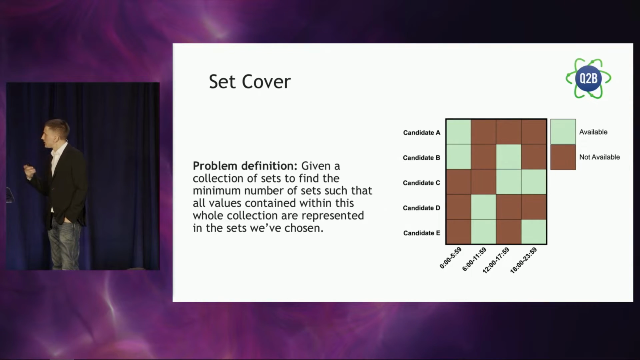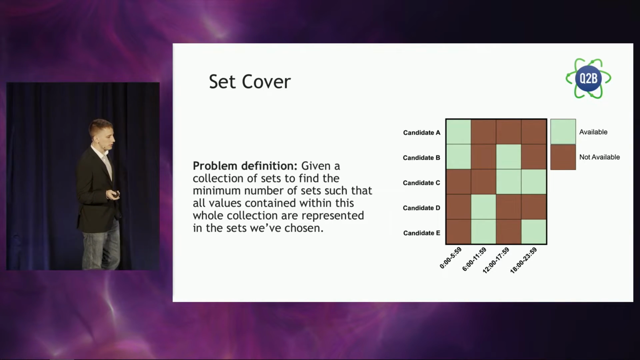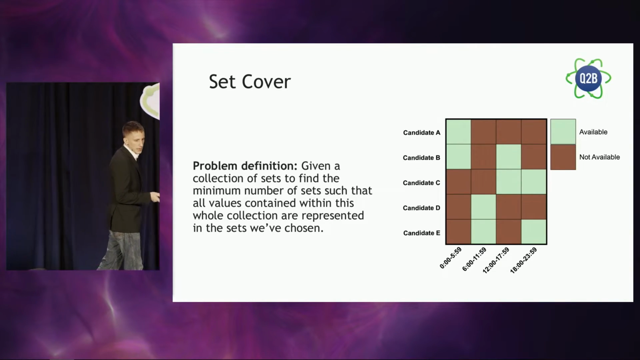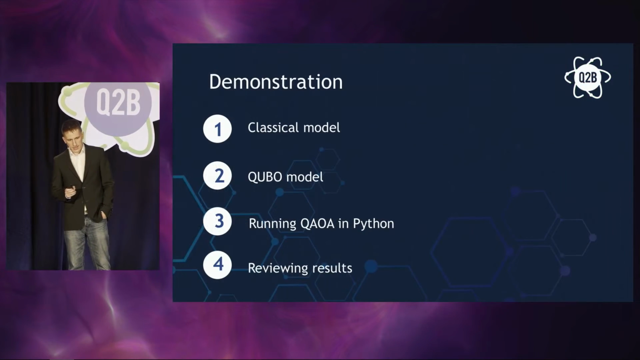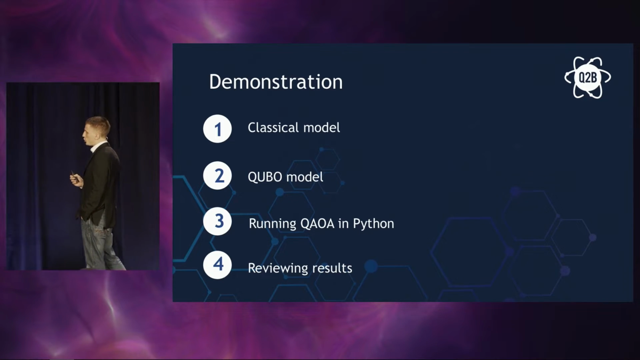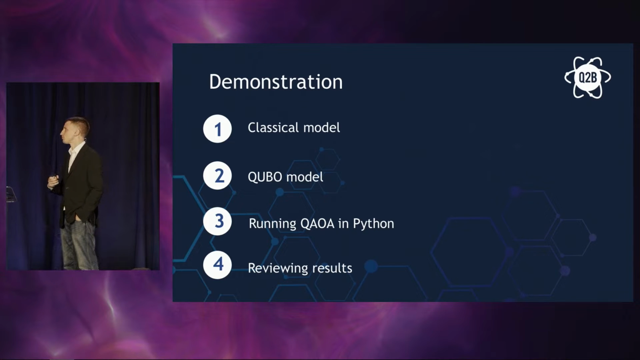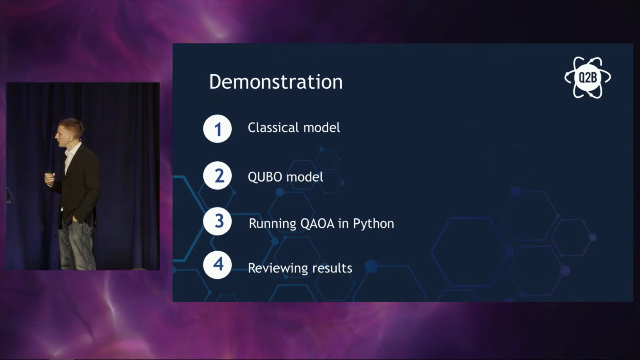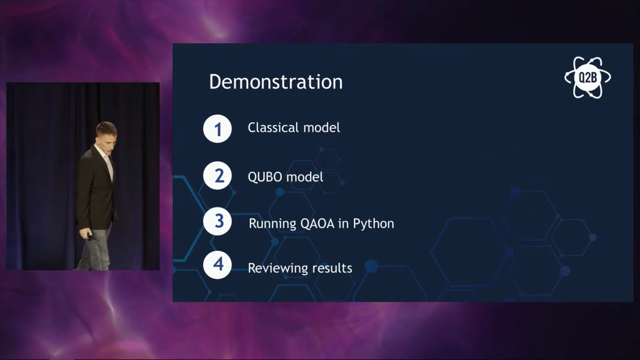But let's see how we model and how we will tackle this problem using the QC Ware platform API, which is what I will show in the next slide. Okay, so the notebook that I'm aiming to show here is quite complex, but I just want to highlight four different points: the classical model, the QAOA model, running the QAOA in Python, and reviewing results. If we could show the first video, please.